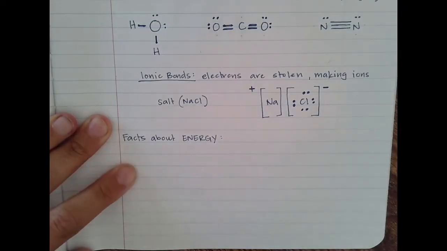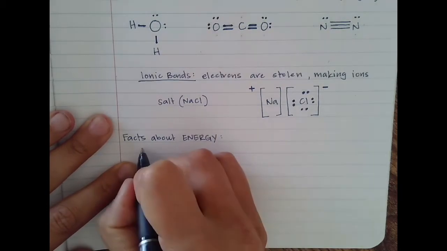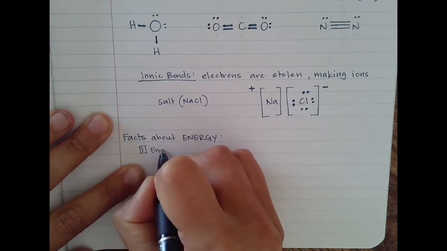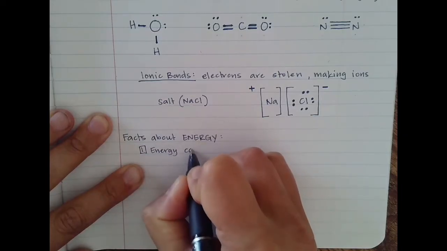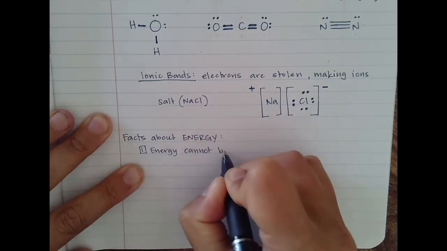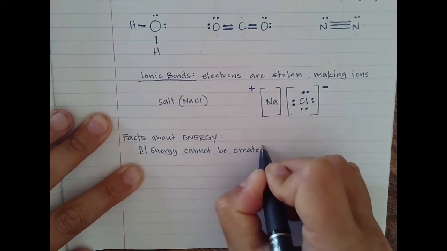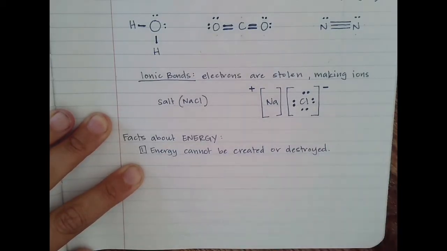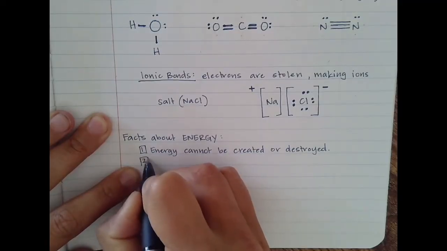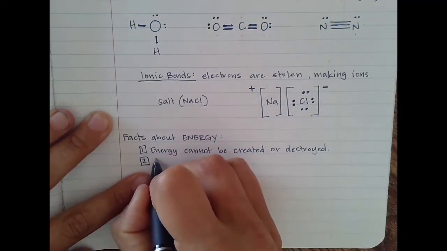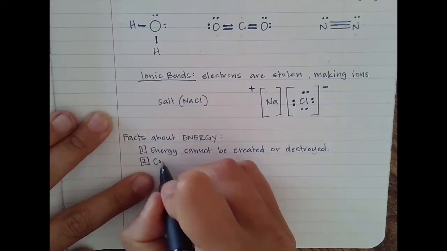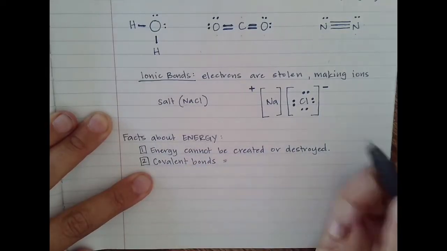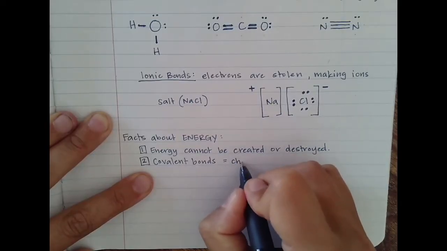Just like with matter, there are 3 facts about energy. 1, energy cannot be created or destroyed. 2, covalent bonds, the ones that we are going to talk about a lot in this class, those are chemical energy.